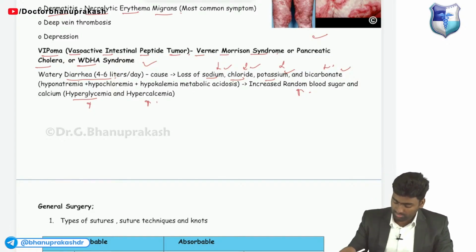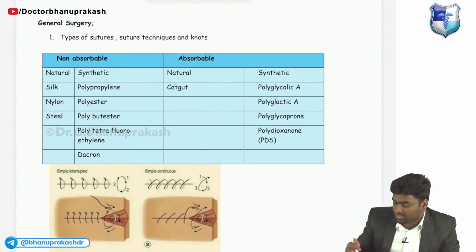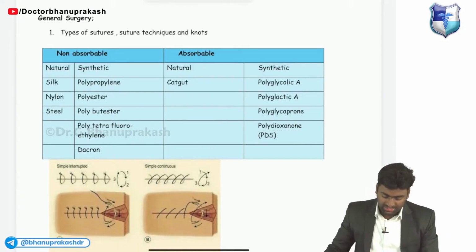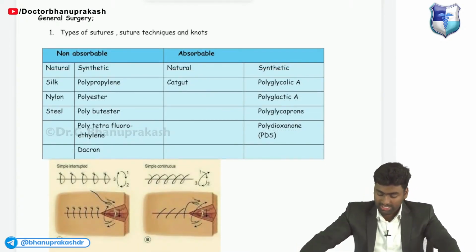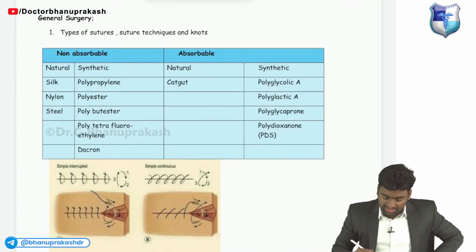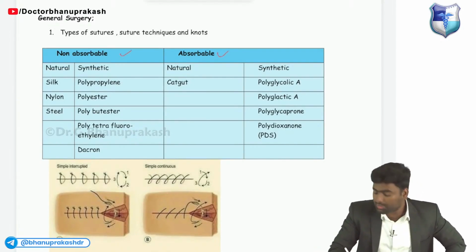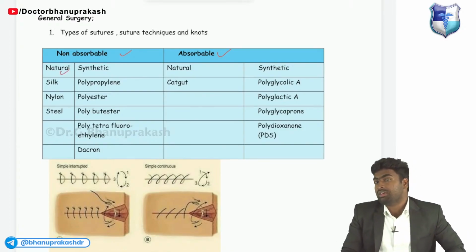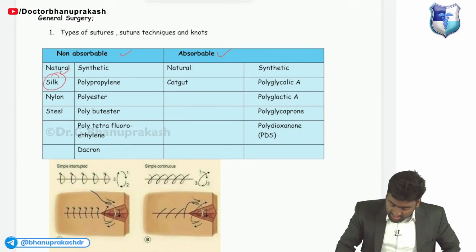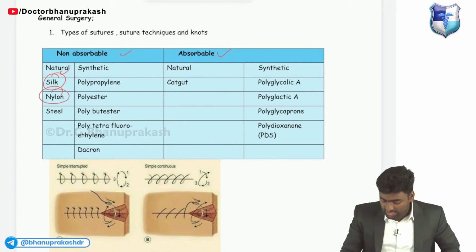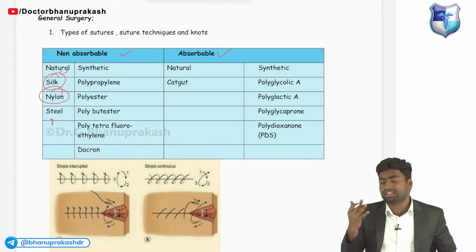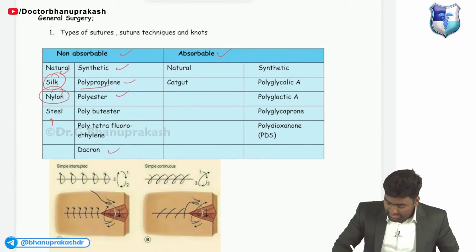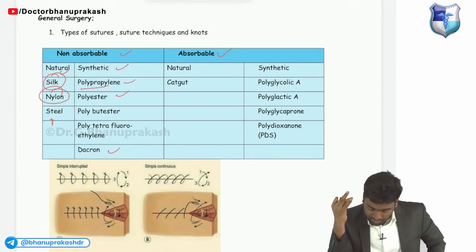Next, we'll move on to the general surgery component. For GERD, we use 24-hour pH monitoring. In general surgery, you need to know about the sutures. Few of them are non-absorbable, and few of them are absorbable. The natural non-absorbable sutures include silk, nylon, and steel. So remember silk and nylon. Whereas the synthetic ones include polypropylene, polyester, and Dacron. So remember these 3 points: polypropylene, polyester, and Dacron.